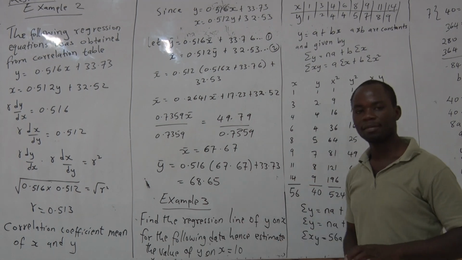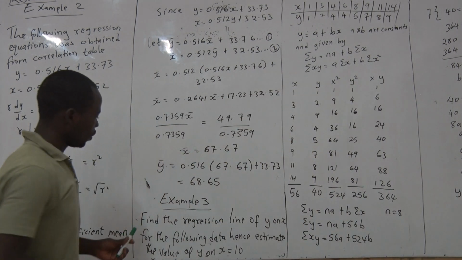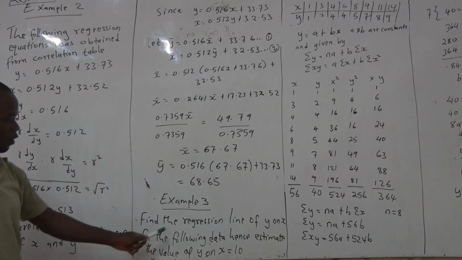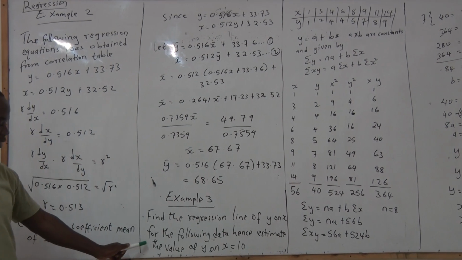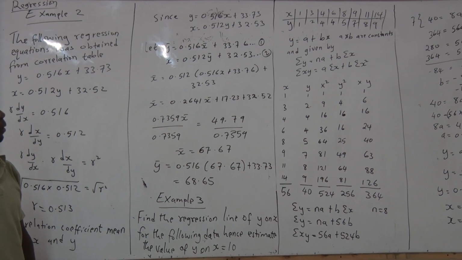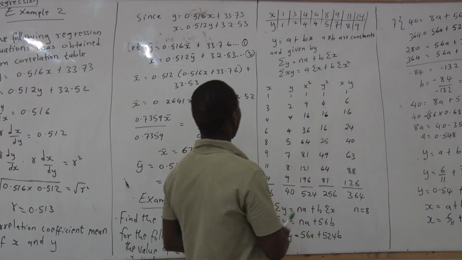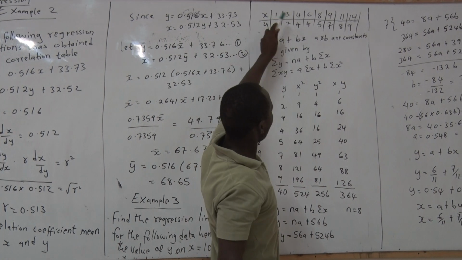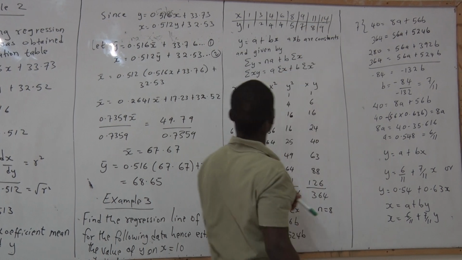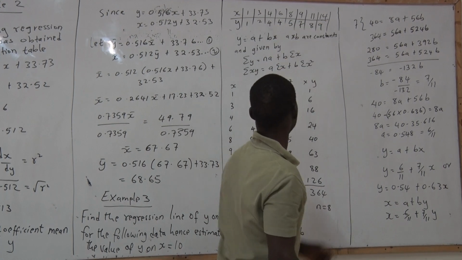Let's look at another, third example. You are asked to find the regression line of x on y for the following data. Hence, estimate the value of y when x is equal to 10. The data we are referring to is: x has a data set of 1, 3, 4, 6, 8, 9, 11, 14, and that of y is 1, 2, 4, 4, 5, 7, 8, 9.